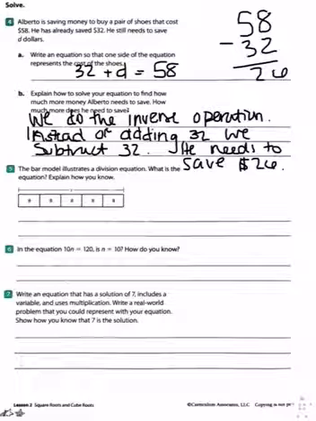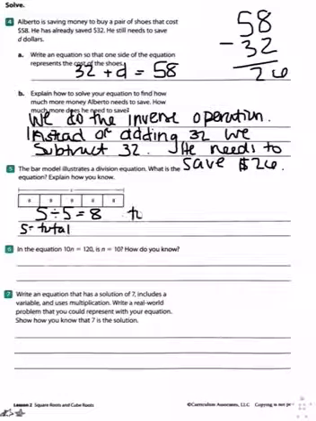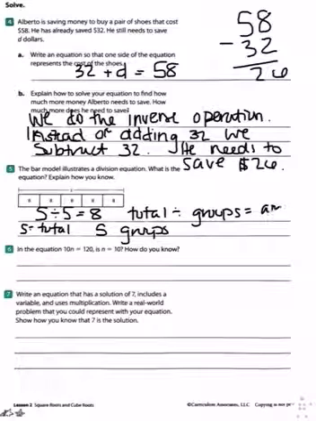Number 5. The bar model illustrates a division equation. What is the equation? Explain how you know. The equation is S divided by 8, or excuse me, not 8, S divided by 5, because there's 5 groups, equals 8, because there's 8 in each group. We know because S is the total, and the total divided by the groups, because there's 5 groups, equals the amount per group, which is 8.